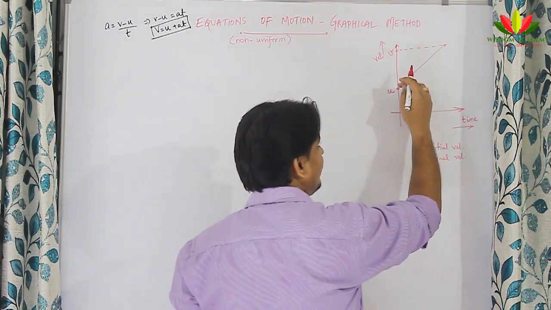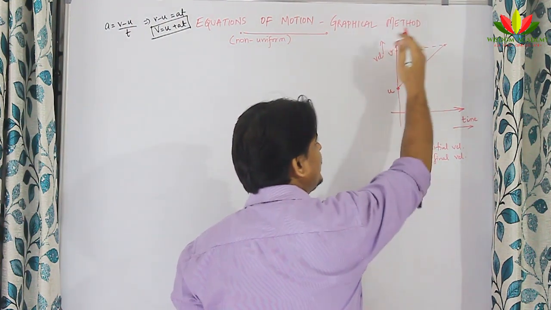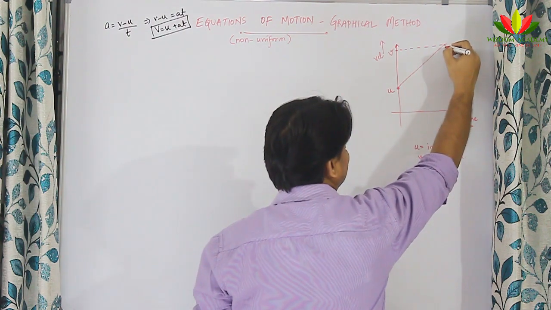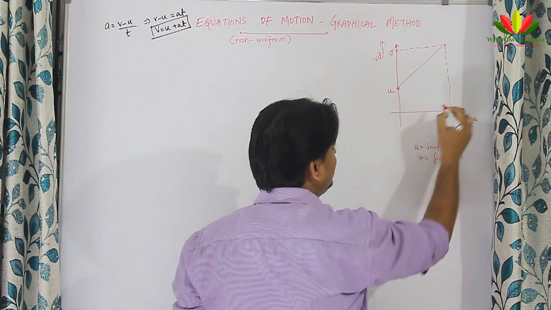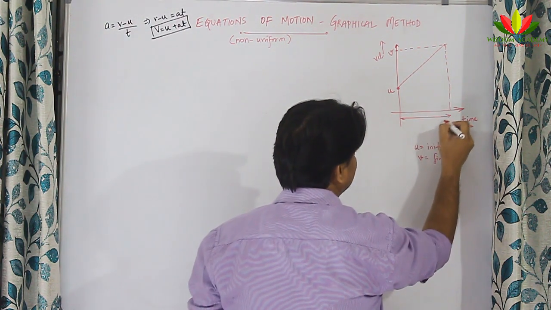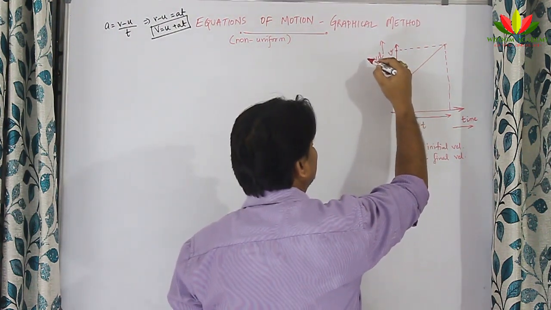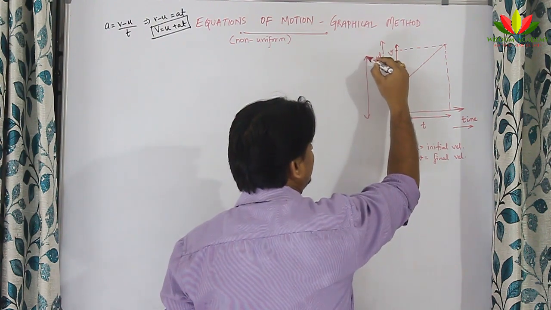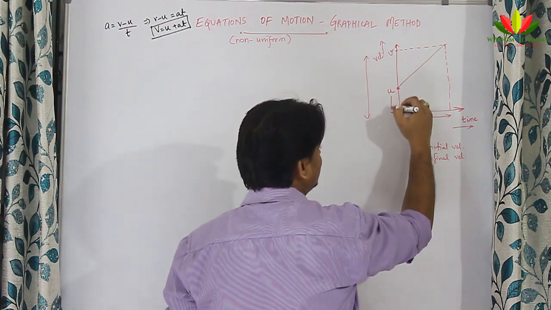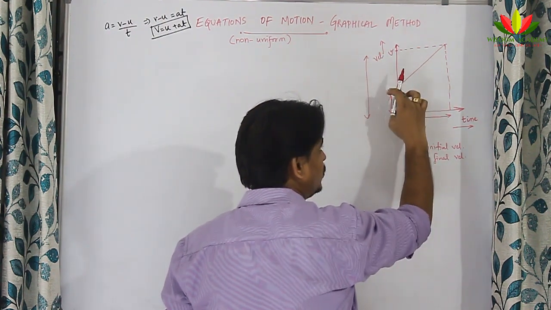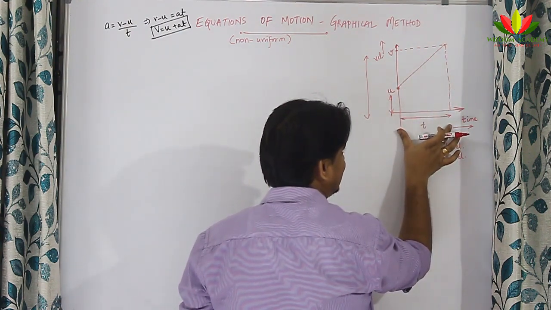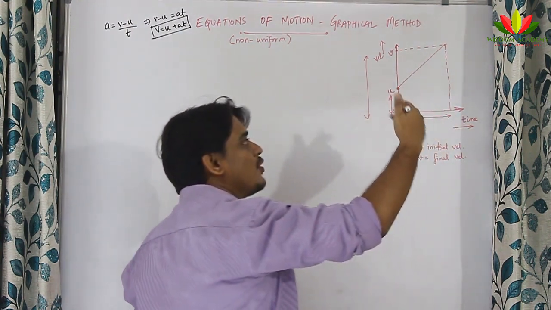And for changing the velocity from u to v, it has taken some time on the x-axis, and let this time be t. Fine. So I will repeat once again. This value is v, this value is u, this value is t, and I am going to derive the equations of motion.